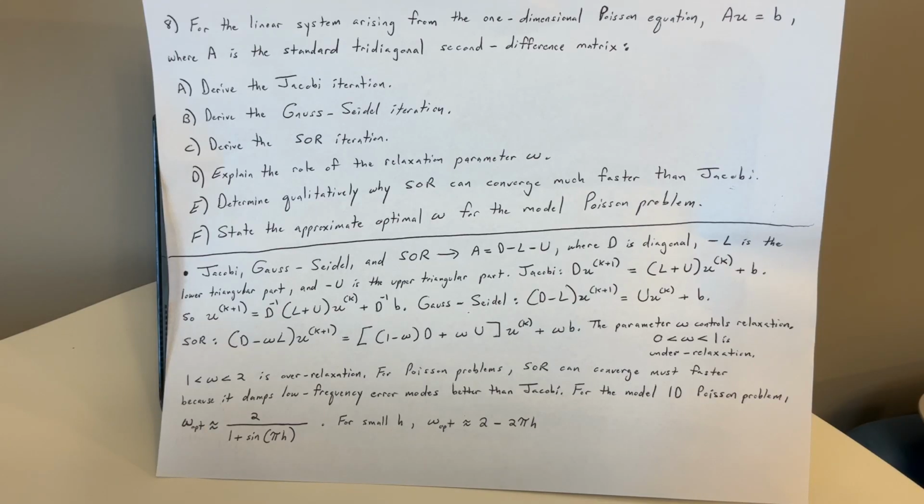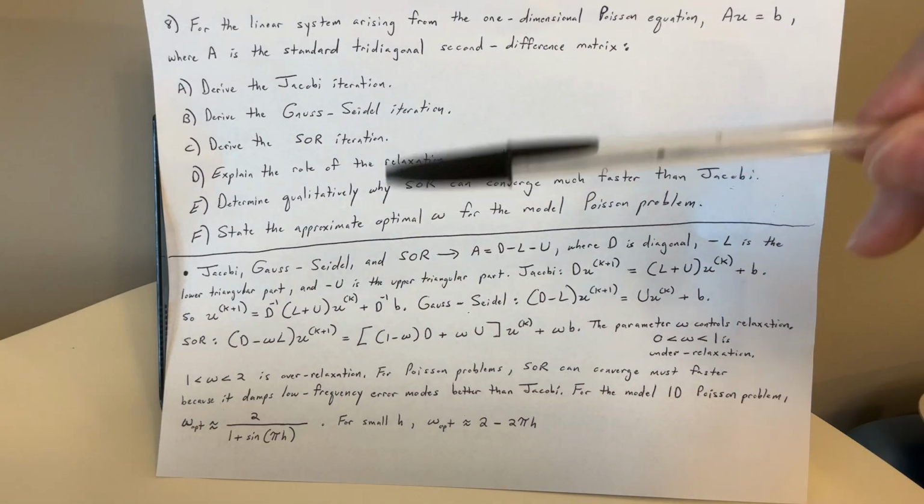Okay, so part 3 of numerical methods for partial differential equations practice final exam. Number 8, for the linear system arising from the one-dimensional Poisson equation AU equals B, where A is a standard tridiagonal second difference matrix. Parts A through F respectively.